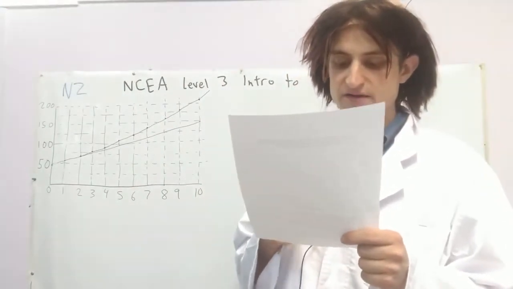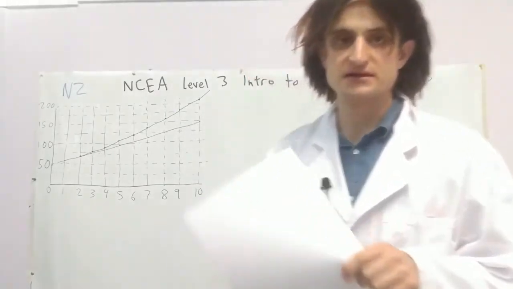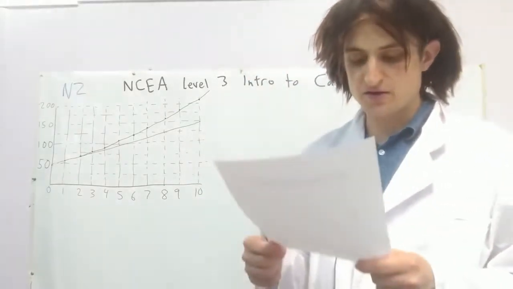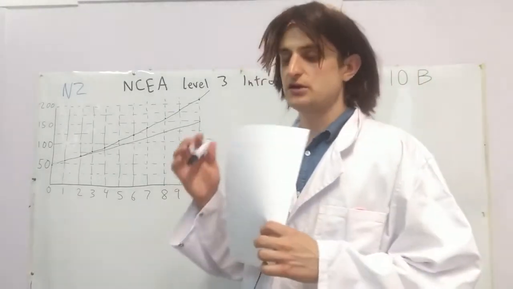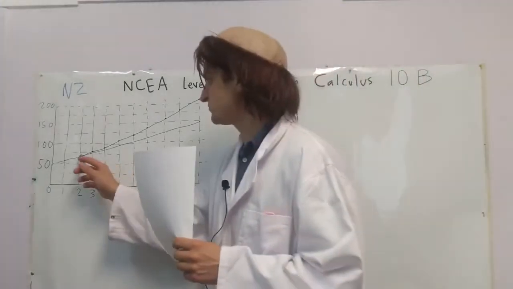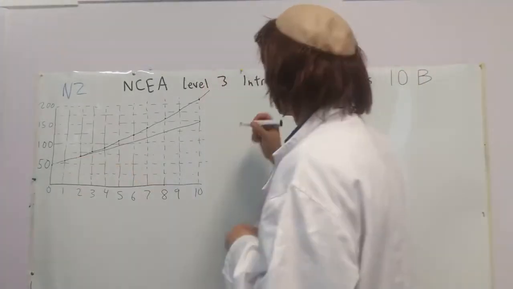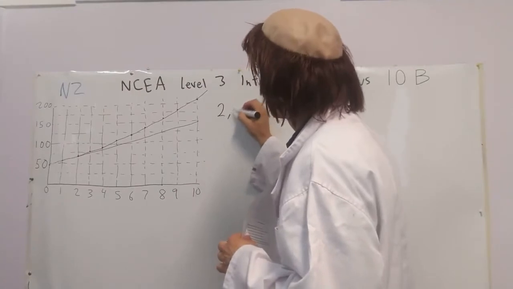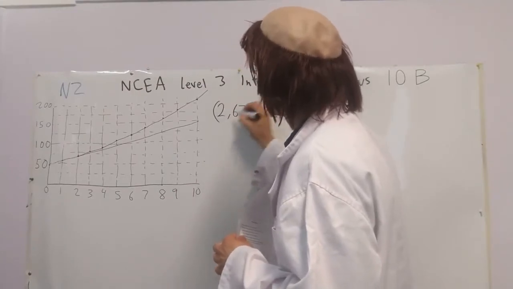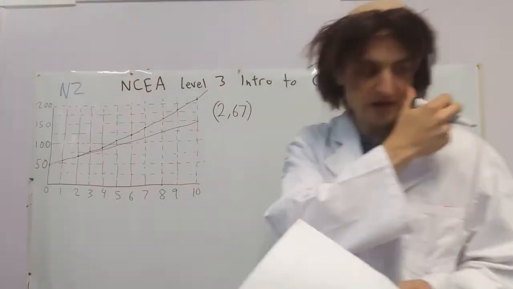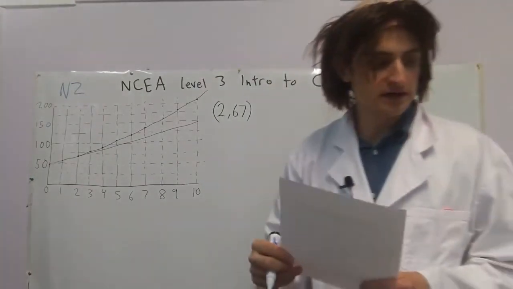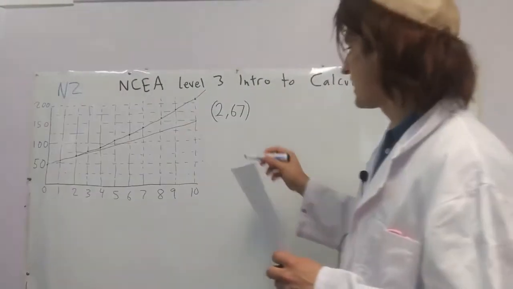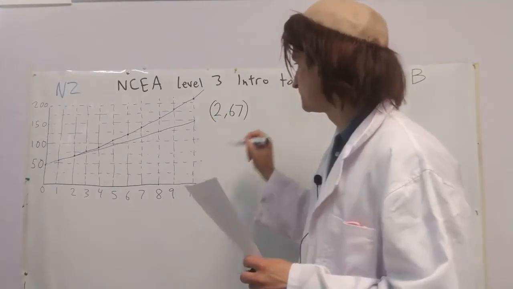Calculate the gradient of the tangent line to the curve at this point. So to find the gradient, we need 2 points. We know this point, (2, 67), and we need one other point. For convenience, I've chosen (10, 147).